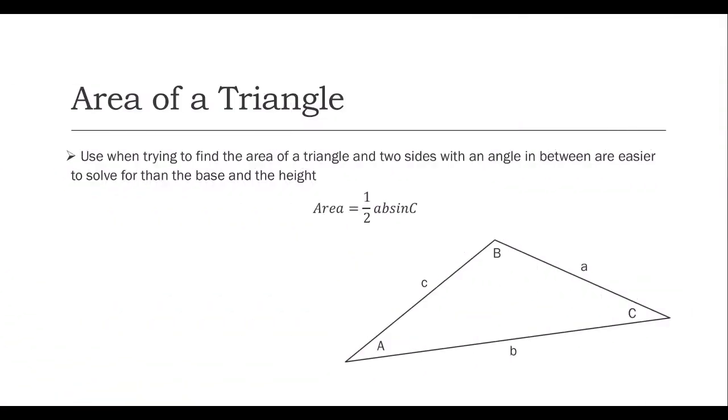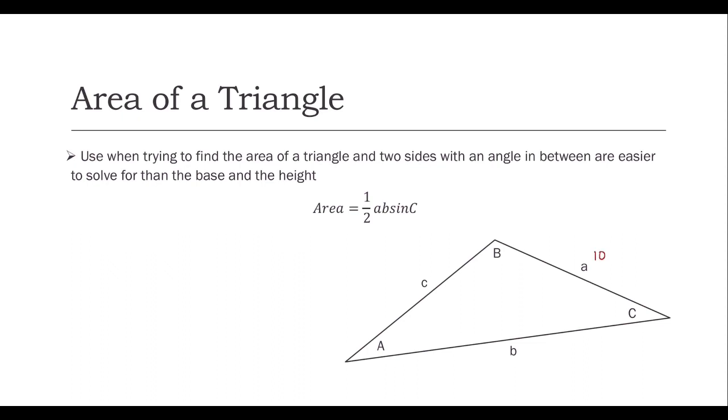Finally, we have the equation for the area of a triangle using trigonometry. So you use this when trying to find the area of a triangle, and two sides with an angle in between are easier to solve for than the base and the height. So your area will equal 1/2 AB sine C.